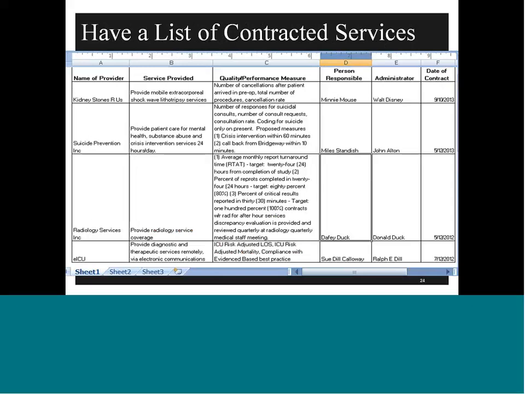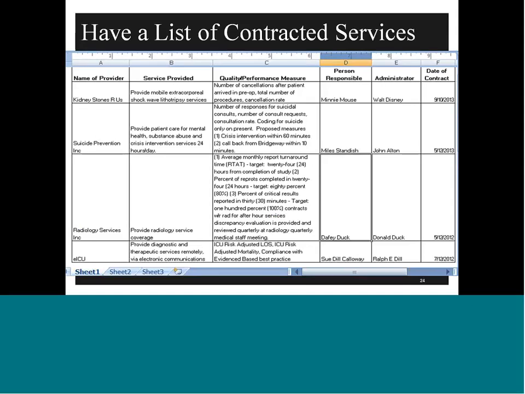So, for example, you want to actually have: what is the contract provider? What services are they providing? For example, radiology services, they use somebody in the evening to do teleradiology. And then we have what their performance measures or quality measures are. And then we have somebody who's responsible, whom I call the contract owner. And then we always listed who was over the contract owner. And then we also had the date of the contract.